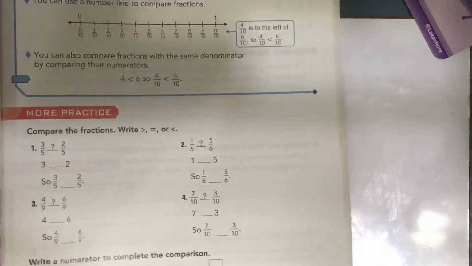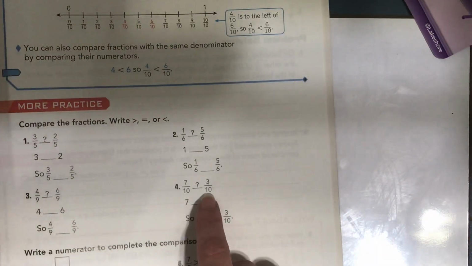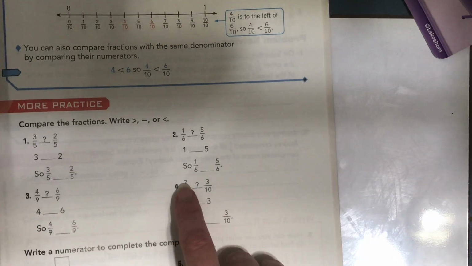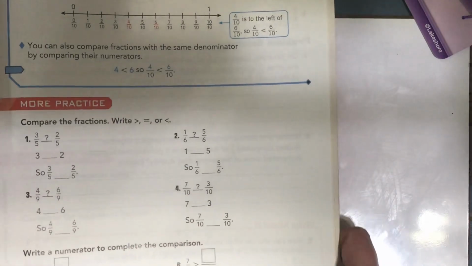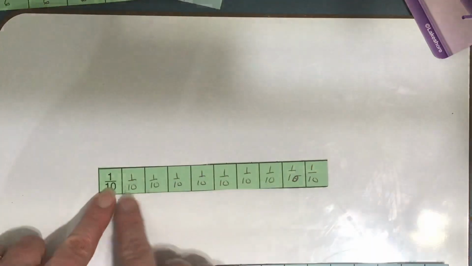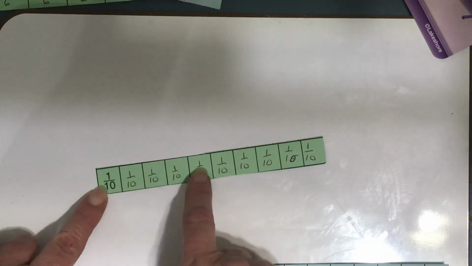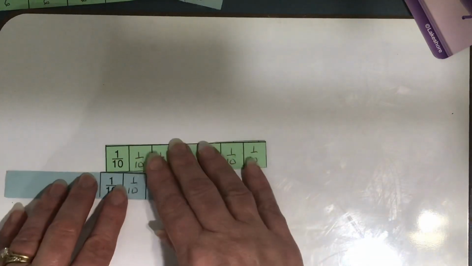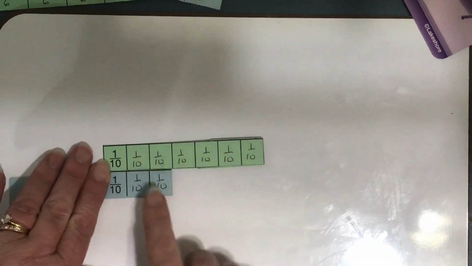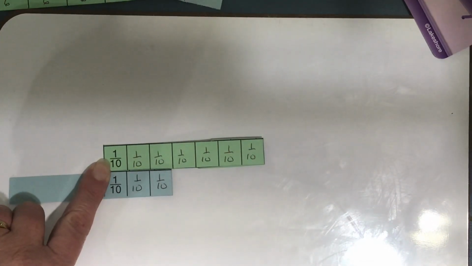And on number 4, I have tenths. 7/10 compared to 3/10. If I look at my numerator, 7 is larger than 3. So 7/10 is larger than 3/10. And we'll use fraction strips to compare that. So here's my green, I'm going to do 7/10. 1, 2, 3, 4, 5, 6, 7. 7/10, so I'll fold back 3/10. So there's 7/10 and then 3/10. So I can compare and I can see that 7/10 is greater than 3/10.